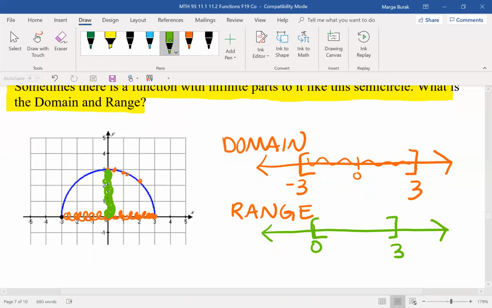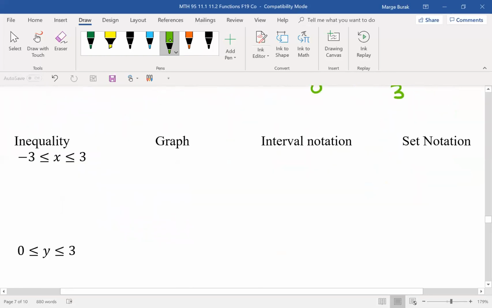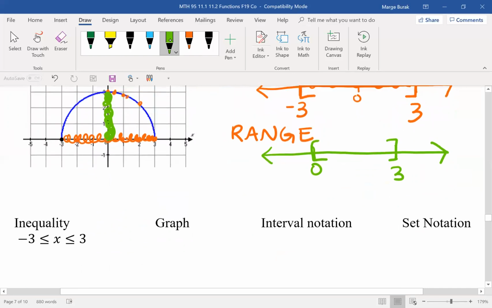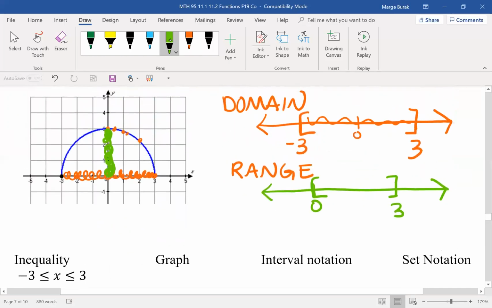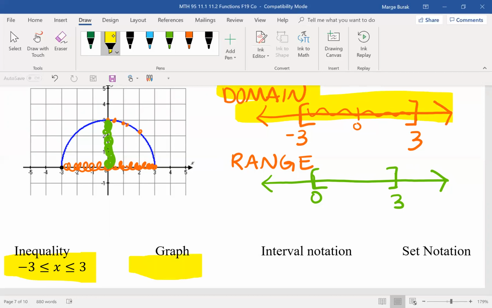Okay, now we can use this as a graph, which is what I just did. I'm going to do it again. So my domain, if you think about this as an inequality, is all the values from -3 to 3, including, so we put equal to: less than or equal to 3, greater than or equal to -3. Okay, and this is the graph right here.